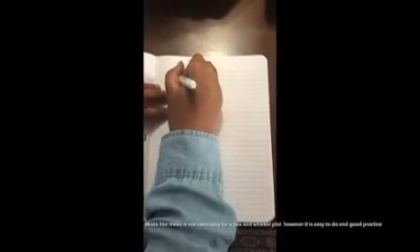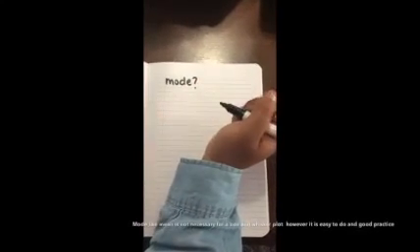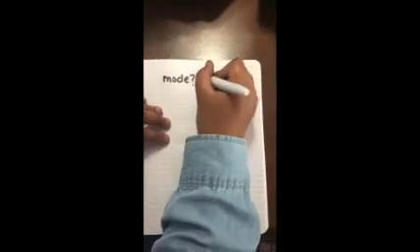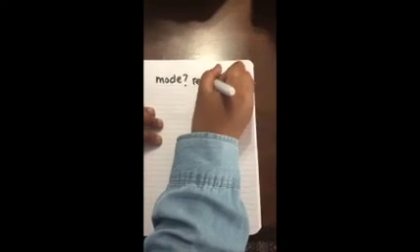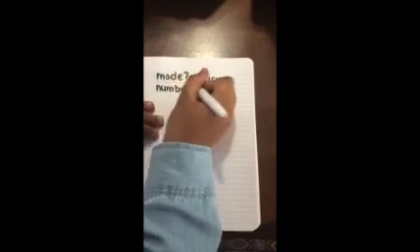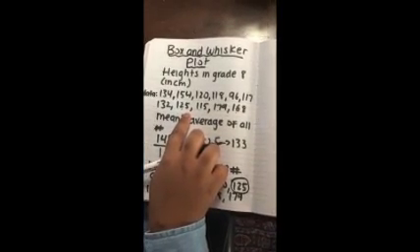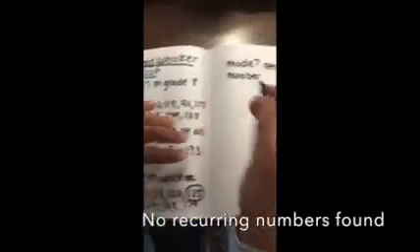However, even though we do not need the mode to create a box and whisker plot, we can find out the mode very simply. The mode is the most recurring number. So it's the number that occurs most in the data set. So in this case, if we look at our data set, do we see any numbers that are similar? No. So that means there's no mode.